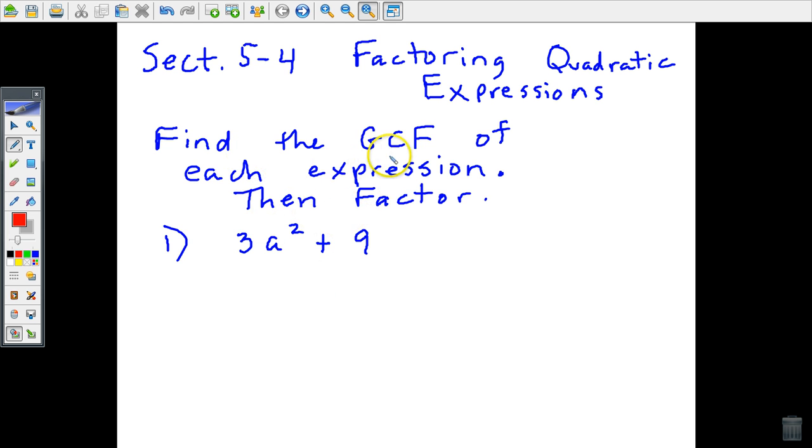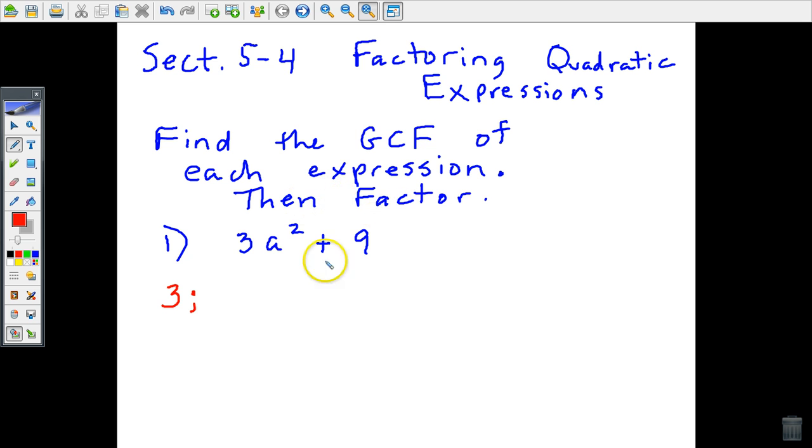So to begin with, the instructions say to find the GCF of each expression. GCF means the greatest common factor, the largest term that will divide into both 3a squared and 9. And hopefully you can see that that would be the number 3. Now GCF can be a number, it could be a variable, it could be a combination of number and variable. In this case, since 9 does not contain the variable a, I can't include a as part of my GCF.